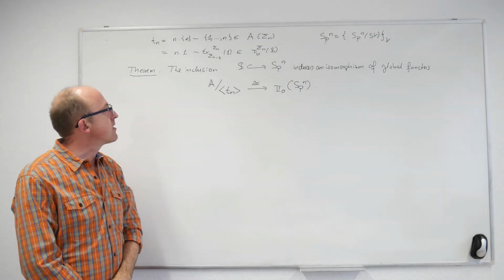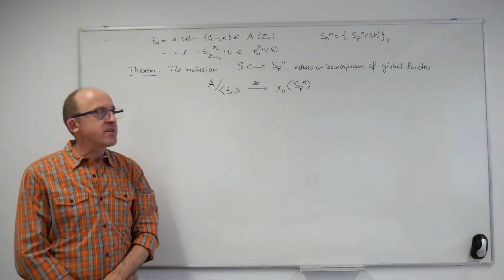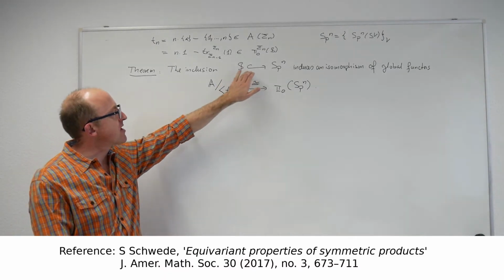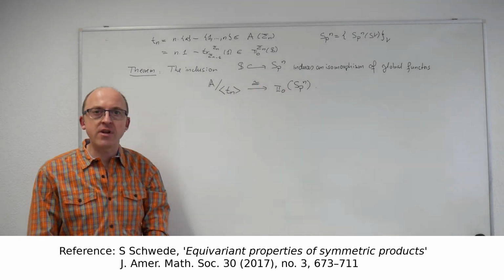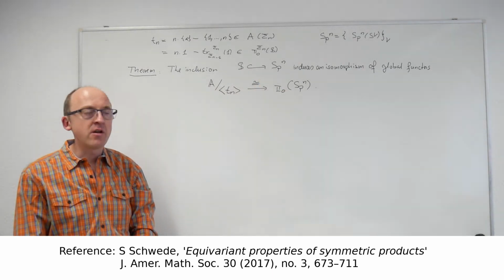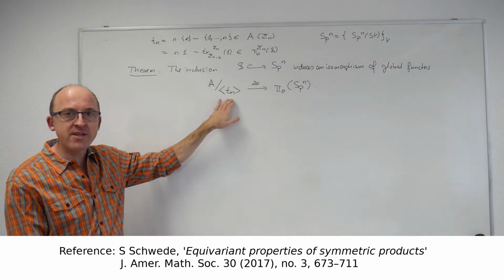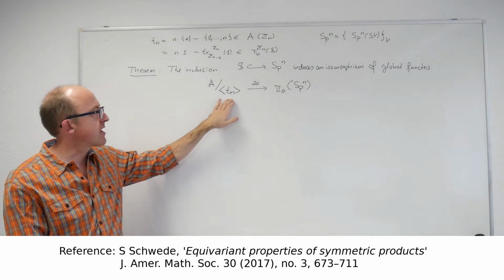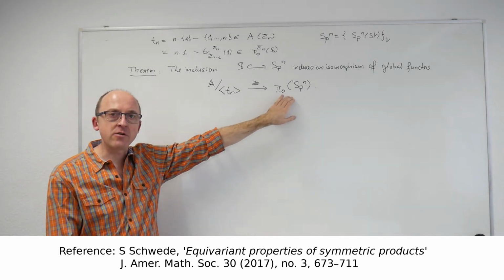What I explained last time is that the inclusion of the sphere spectrum as the first symmetric product into the nth symmetric product descends to an isomorphism of global functors from the Burnside ring global functor modulo the global subfunctor generated by this single element onto the zeroth homotopy group global functor of SPN.